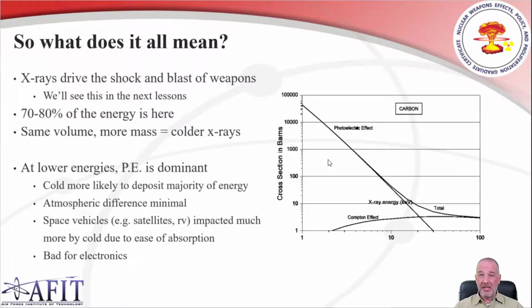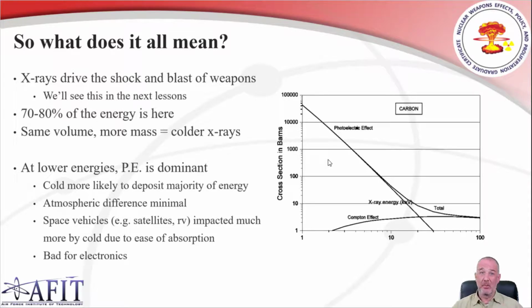Now, at lower energies, for photons in general, the photoelectric effect is quite dominant. And this is how we get that absorption and re-radiation of these X-rays as they move outward from the fissile material core of your weapon. If we see here, for something like carbon, at below 2 keV, that's all there is. That's all that interacts. It's all by photoelectric absorption.